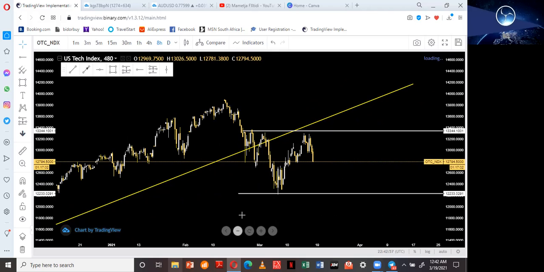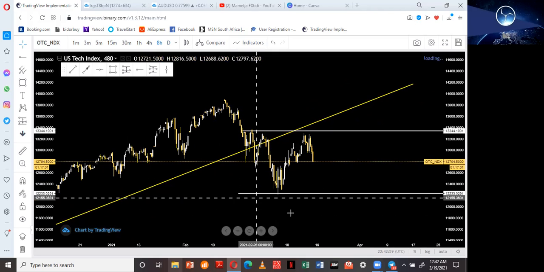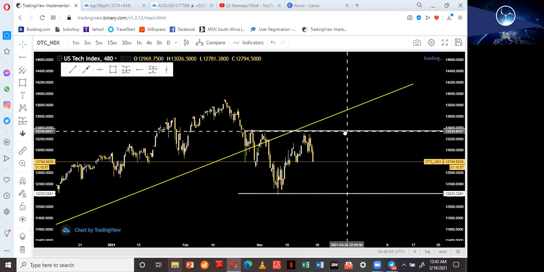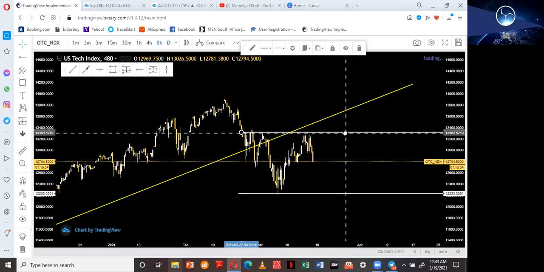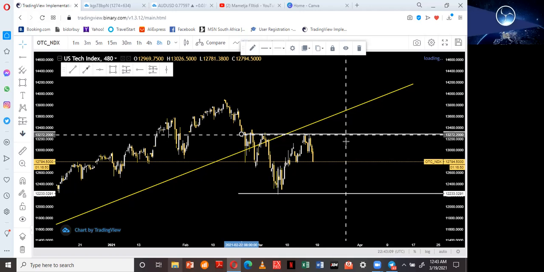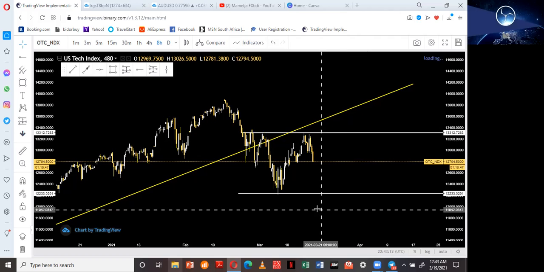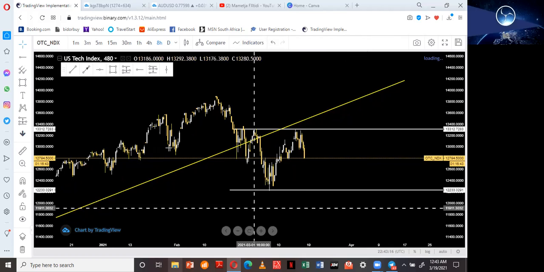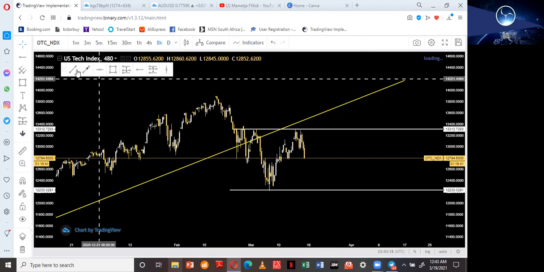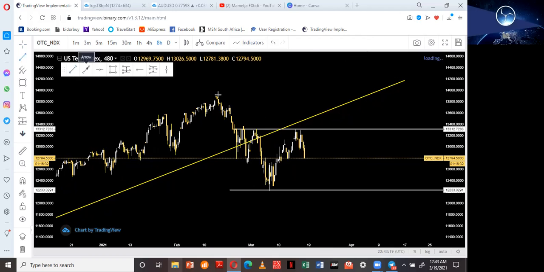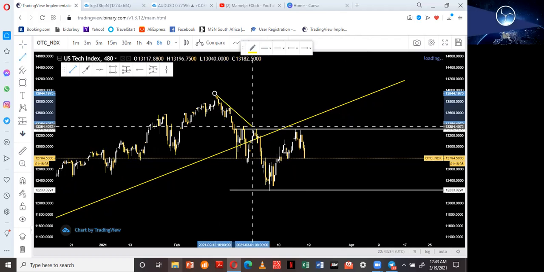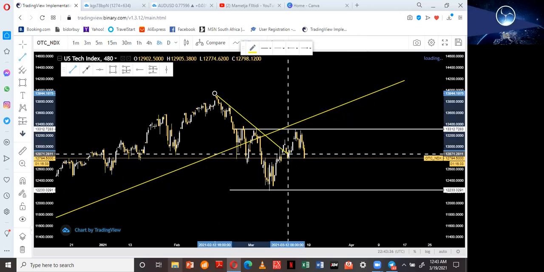So now let's check. We can clearly see that we had our first level of resistance, then it came back to retest that level of resistance there. And we can also draw a trend line here, from here down here.